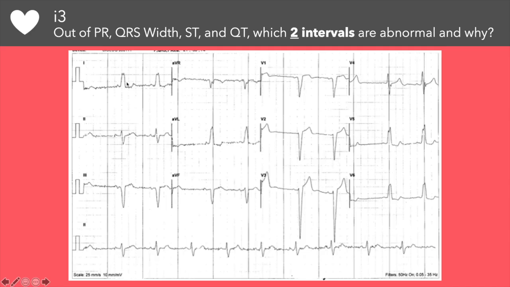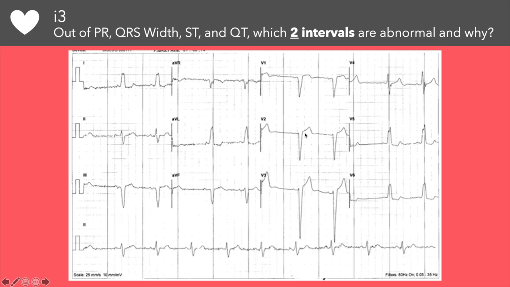In terms of ST changes, I do see some ST depression in the lateral leads, in V5, V6, 1, and AVL. There's some ST elevation in the right precordial leads. So, could this be a STEMI? That's a good thought, and it's okay in this case. Why? Because the QRS is in the opposite direction to the way the ST elevation points. This discordance is normal in the context of left bundle branch block.